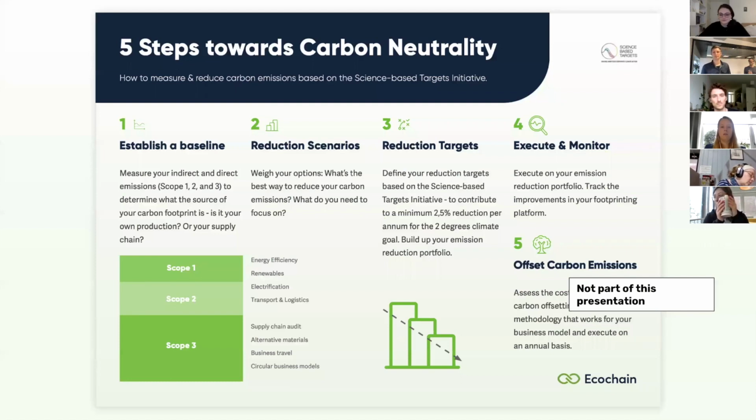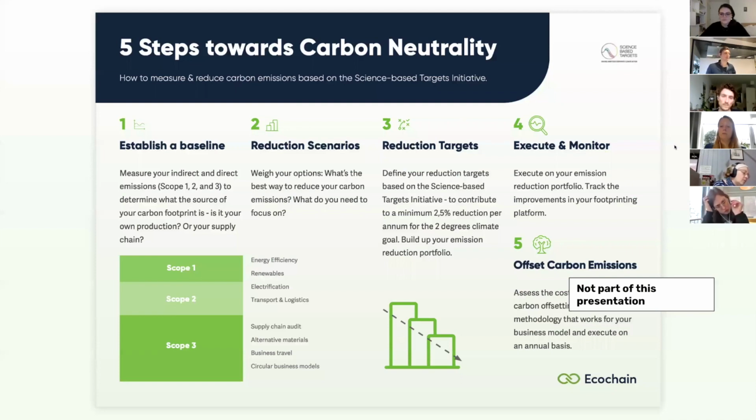Now, what we have seen with our clients is that there is a commonality in how they approach carbon neutrality and the journey they take. We basically see companies taking 5 typical steps. The first step is always to understand the baseline situation. What are my emissions today? Where are the environmental hotspots?